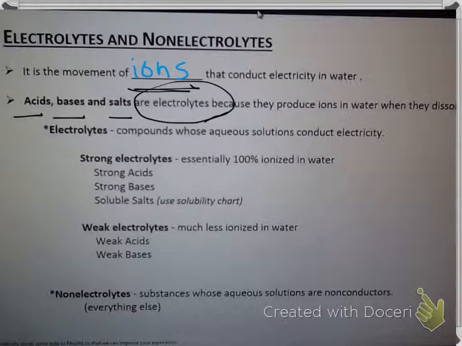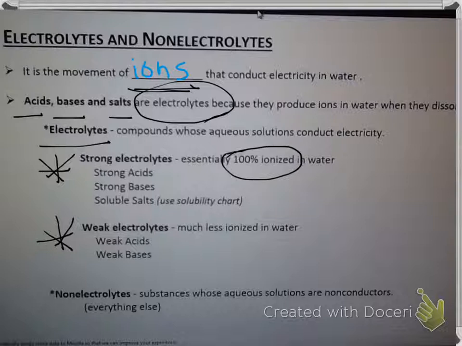So are all electrolytes created equal? Do all compounds, when dissolved in water, generate the same current? The answer is no. Electrolytes can be subdivided into two different categories: strong electrolytes and weak electrolytes. So which is which? Strong electrolytes are substances that, when they dissolve in water, or ionize in water, I should say, react with water or dissolve, we'll talk about that in a second, are 100% ionized in the water.